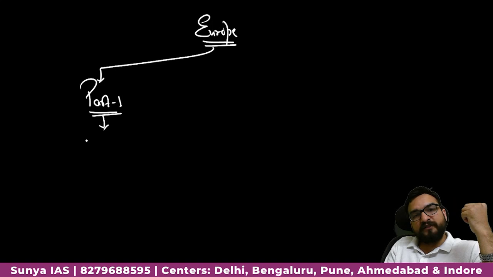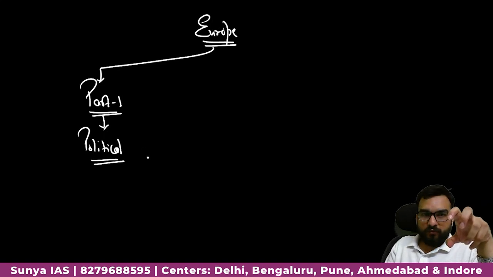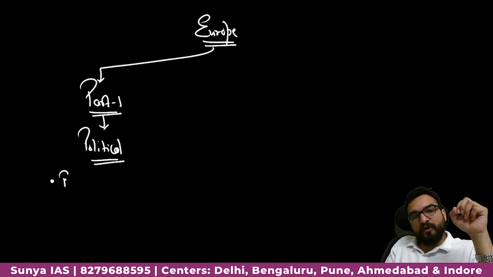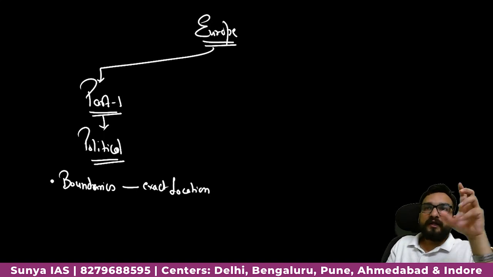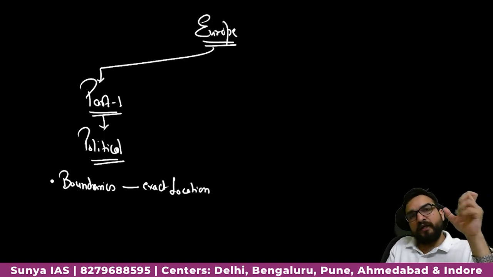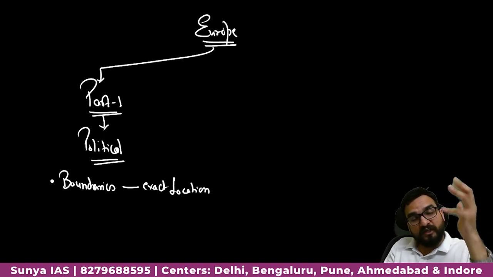In part one, we are basically focusing upon the political aspect. Political aspect doesn't mean what politics is going on in their country. No, we are trying to understand the political boundaries, basically which country is surrounding what country, the exact location you can say. By exact location I mean, if I say Burkina Faso, can you tell me the surrounding countries near Burkina Faso? At least you will be in a position to tell me 3-4 countries.